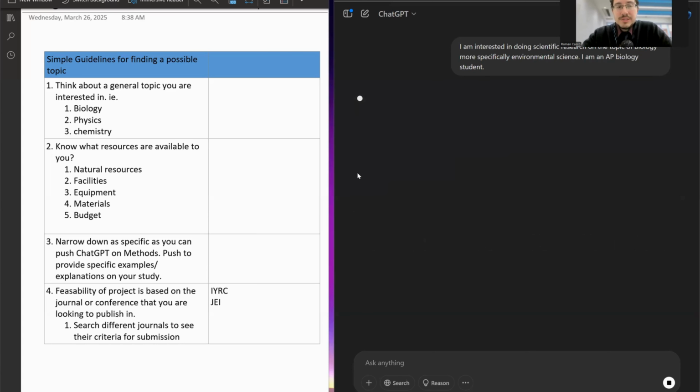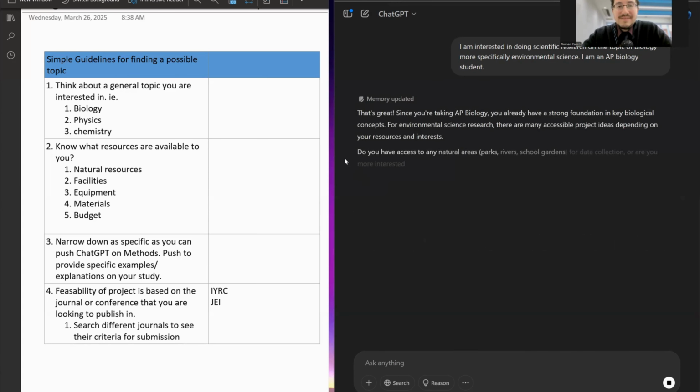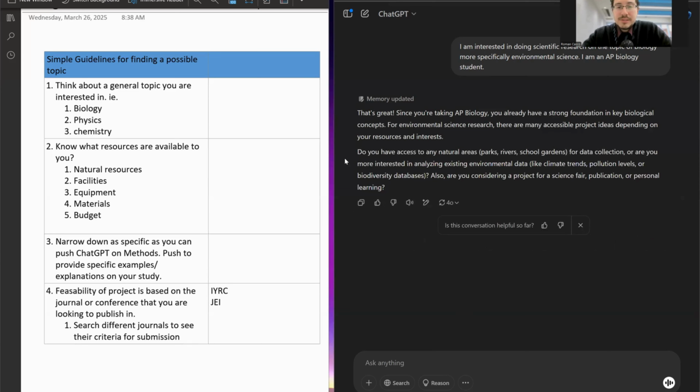Okay. Again, this is regarding environmental science. Let's see. So that's great. Since you're taking AP biology, you already have a strong foundation in key biological concepts. For environmental science research, there are many accessible project ideas depending on your resources and interests. Do you have access to any natural areas, parks, rivers, school gardens for data collection, or are you more interested in analyzing existing environmental data? All right, climate trends, pollution levels, biodiversity databases. Okay. Are you considering a project for a science fair?